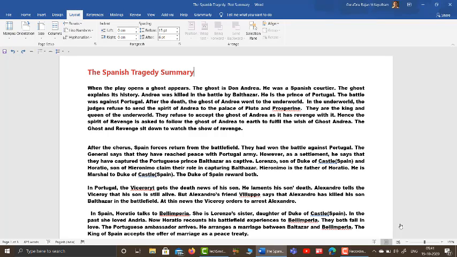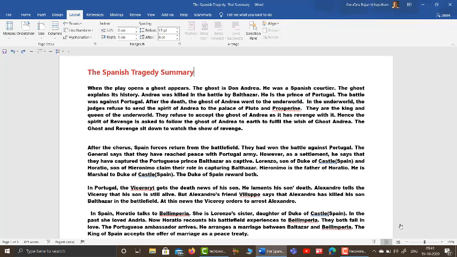So in the first scene, after the chorus, Don Andrea talks about his experience in the underworld, where he was rejected to stay in the underworld because he has a revenge spirit within him.